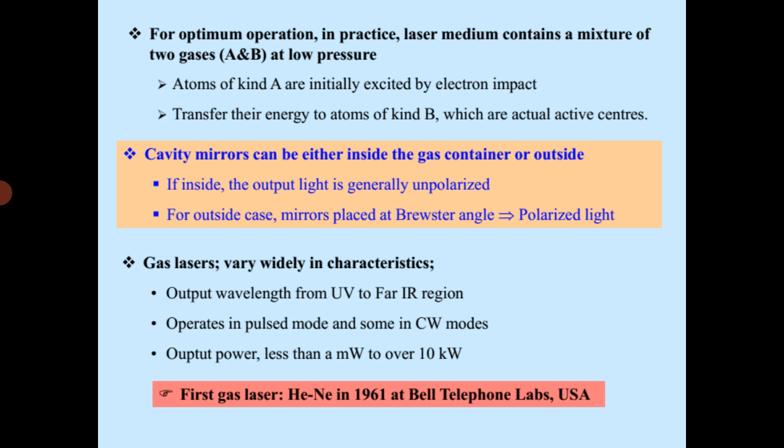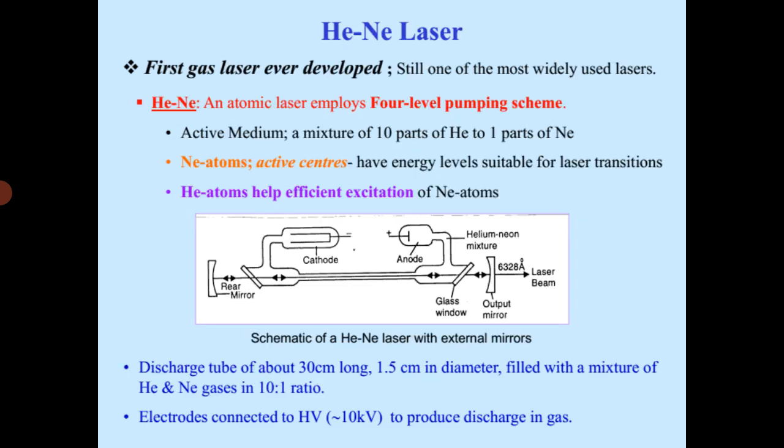Gas lasers vary widely in characteristics. Let's see the characteristics. Output wavelength ranges from UV to far IR regions. They operate in pulse mode and some in CW mode. The output power of gas lasers ranges from less than a milliwatt to over 10 kilowatt. The first gas laser developed was the helium neon laser, in 1961 at Bell Telephone Labs in USA.